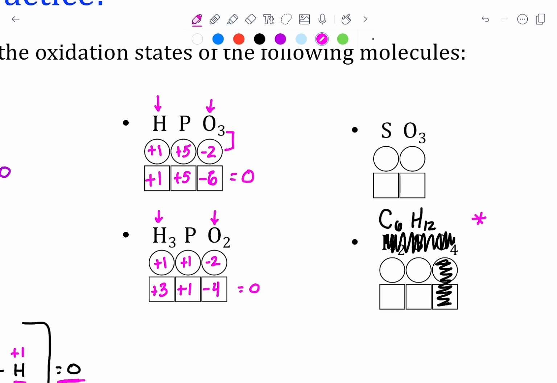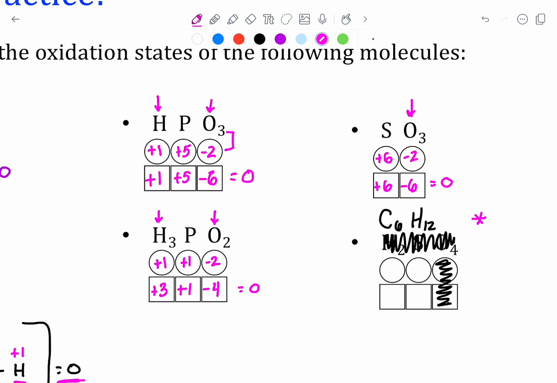So we next have SO3. We only know oxygen's rule, that's -2. Its total contribution is -6. Overall, we have a charge of 0, so the total contribution from sulfur should be +6. There's only 1 sulfur, so we have to have an oxidation state of +6.